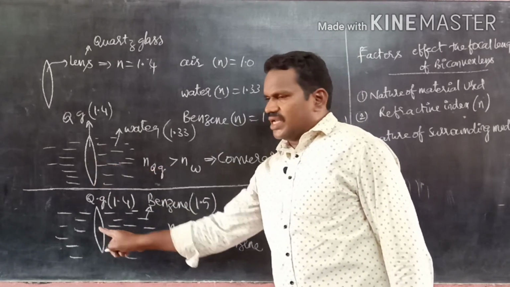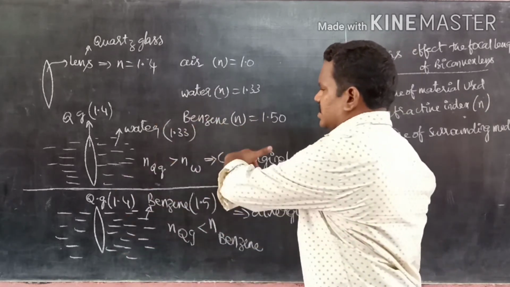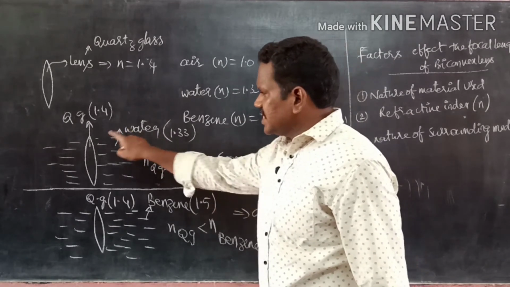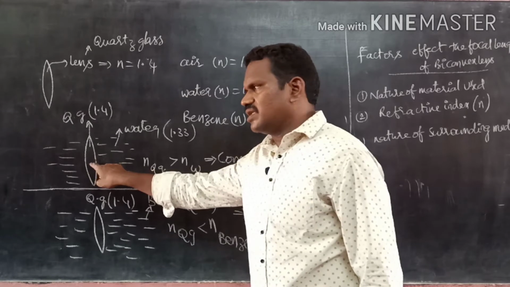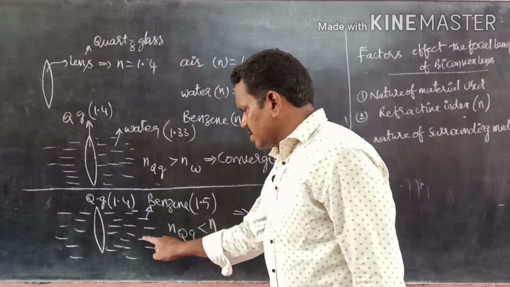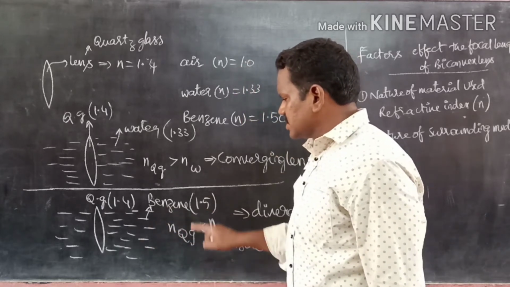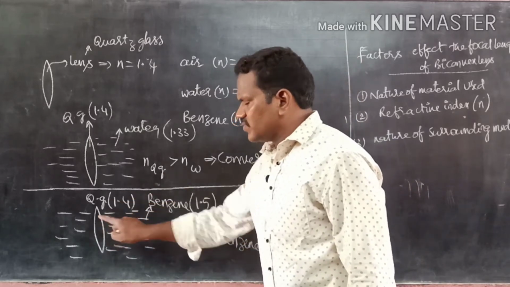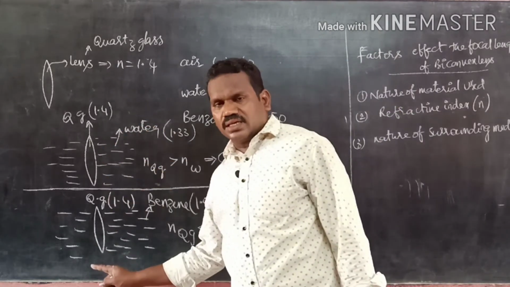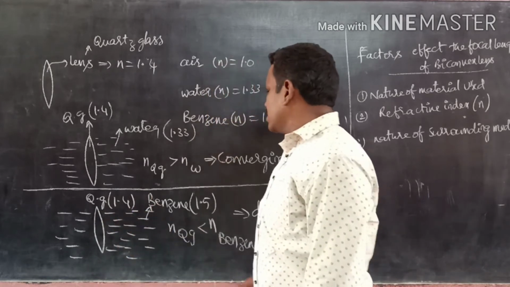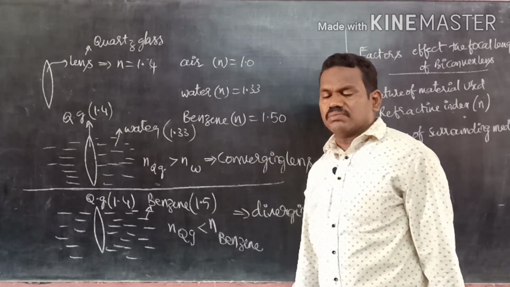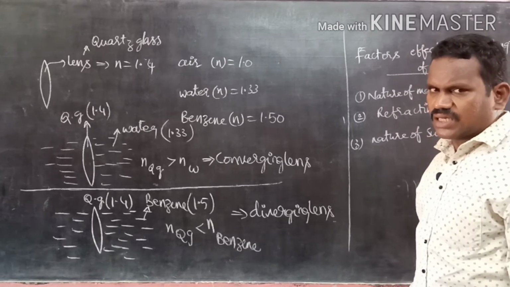The behavior of a lens depends on the refractive index of the surrounding medium. If the refractive index of the surrounding medium is less than the refractive index of the lens, then the lens behaves as a converging lens. If the refractive index of the surrounding medium is greater than the refractive index of the lens, then the lens behaves as a diverging lens. The same lens behaves in different ways, converging and diverging, depending on the nature and the refractive index of the surrounding medium.